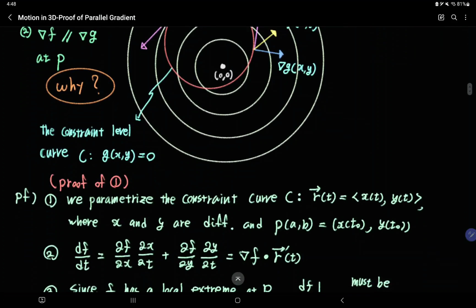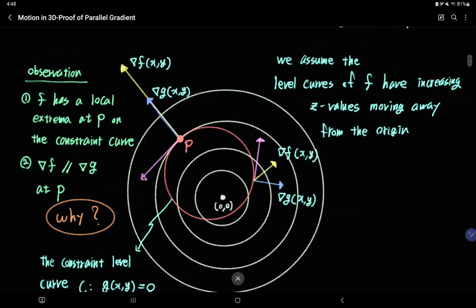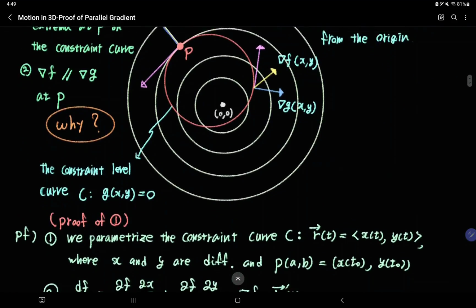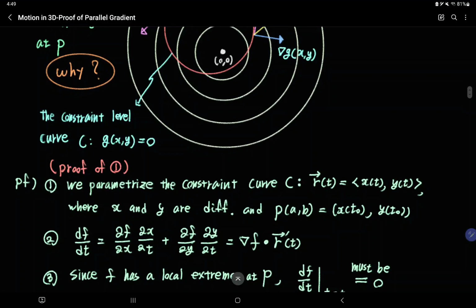The equation of C is denoted by g(x, y) = 0. So from there we observe two things. First, f has a local extremum at point P on the constraint curve. Second, gradient f is parallel to gradient g at point P. So why? Let's see. We're going to prove the first assertion.